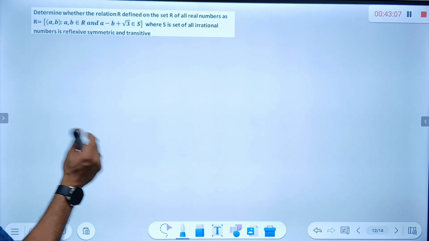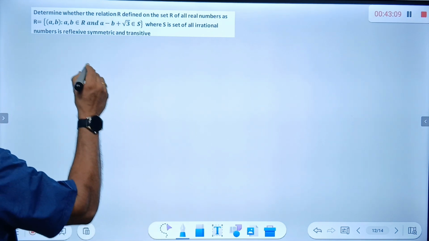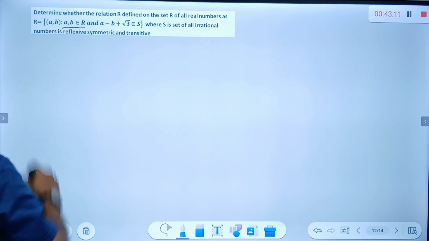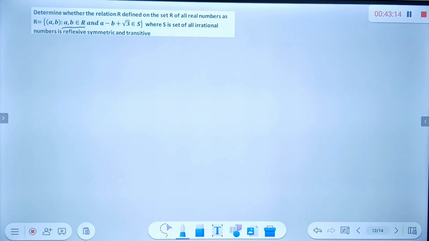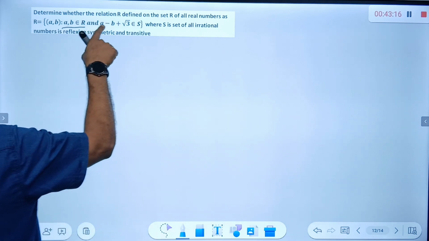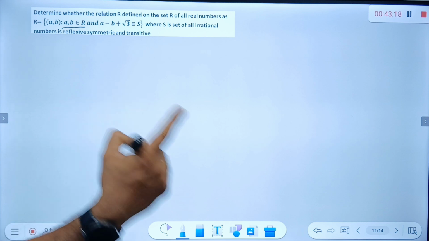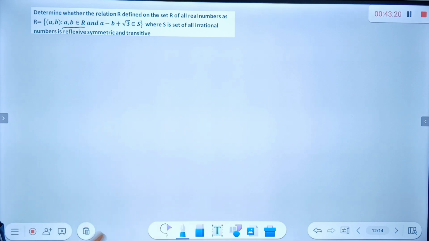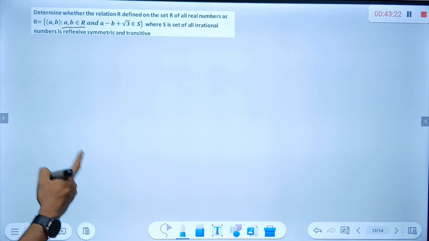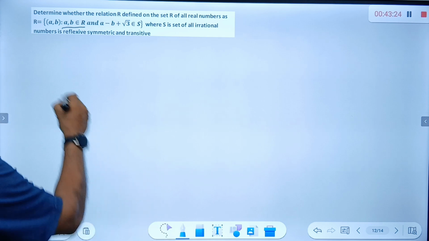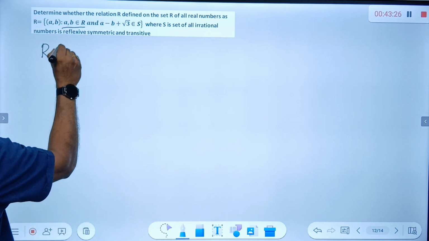Now, what is the relation? The relation is defined like this. If you choose two elements from real numbers a and b, he says that the relation is a minus b plus root 3 must be irrational. I want to know whether it is reflexive, symmetric and transitive. So first I will take reflexive.